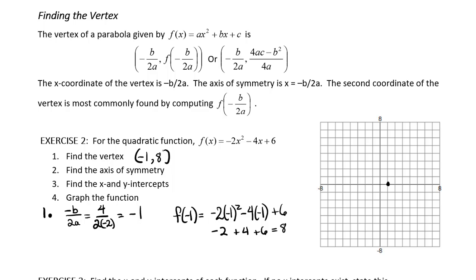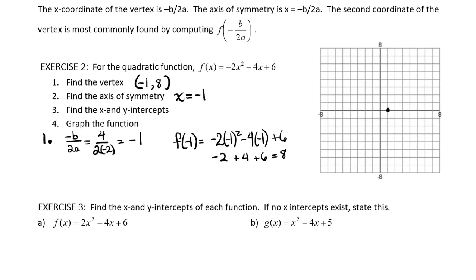If we want to find the axis of symmetry, we simply look at the first value in our coordinate point for the vertex, and that is x equals negative 1. Now we need to find the x and y intercepts. We can do this using information that we have from previous examples in previous assignments. For the x-intercepts, we're simply setting the function equal to 0. So that gives me negative 2x squared minus 4x plus 6 equals 0.